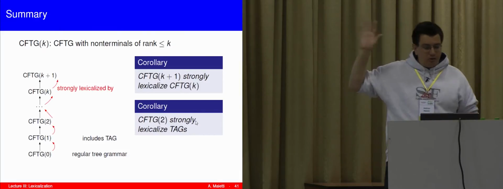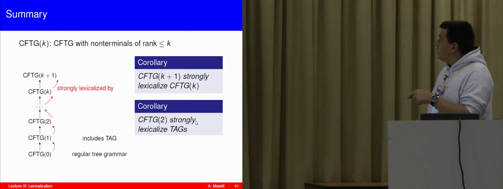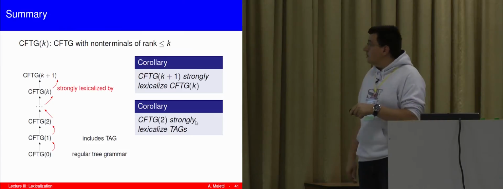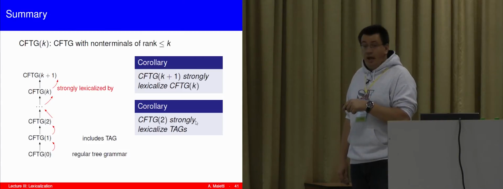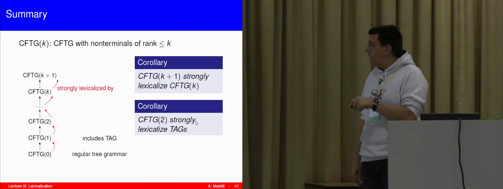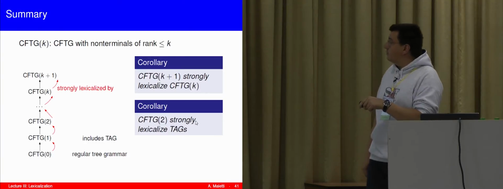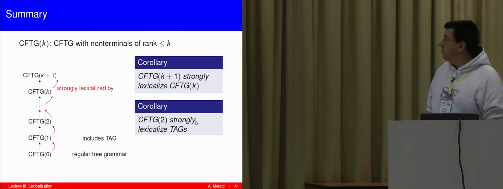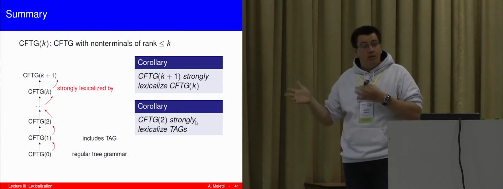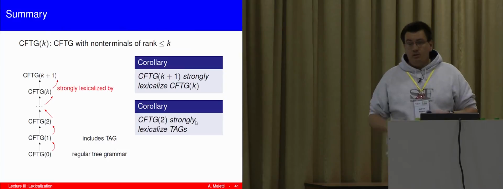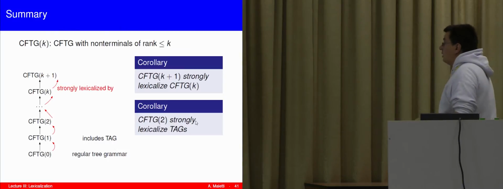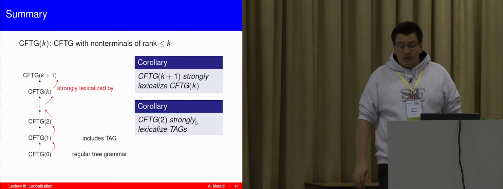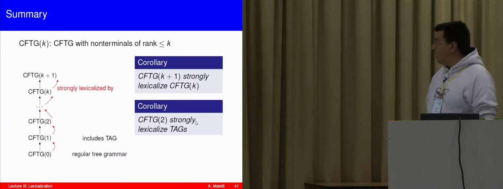And what you can show, if you go through the constructions very carefully, is that the next level can always strongly lexicalize the previous one. So the regular tree grammars can be lexicalized by TAG or by context-free tree grammars of rank 1. Then this can be lexicalized by level 2 and so on. So you can always go up one level and you can get lexicalization. If you don't make the levels, then of course context-free tree grammars can lexicalize themselves if you don't have any restriction on the rank. And for the linguists, the nice result is that context-free tree grammars of level 2 can strongly lexicalize TAGs. This somehow repaired this failed result.